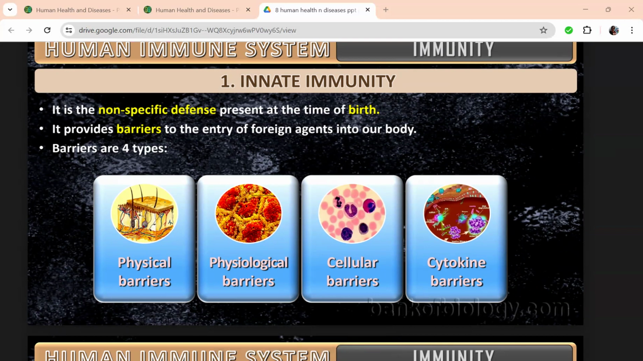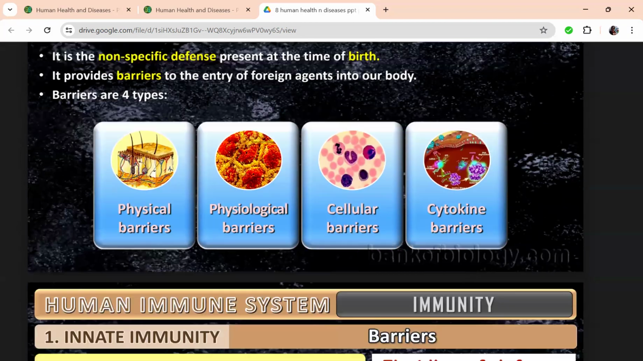So there are four types of barriers. Every antigen needs to enter after crossing various barriers. It's like doors. It will have to knock on the door, permission is given, and then it enters. So there are four barriers. I have a physical barrier, like skin, physiological barriers, cellular barriers, and cytokine barriers. So there are different barriers that I have.